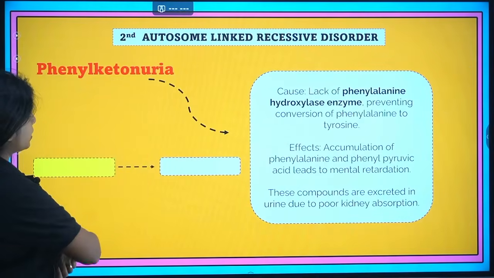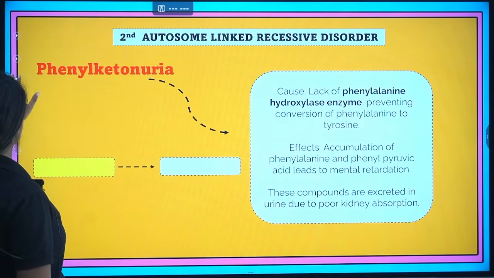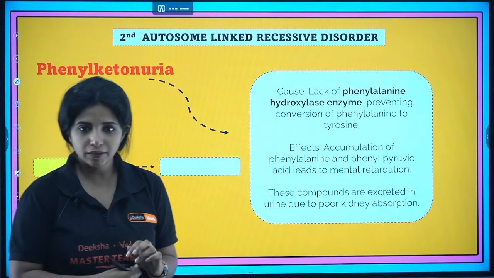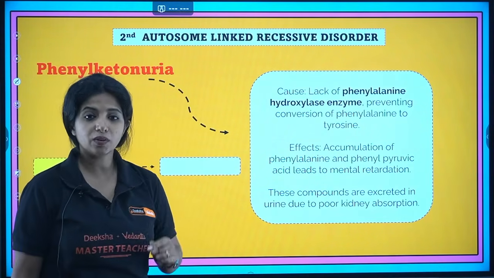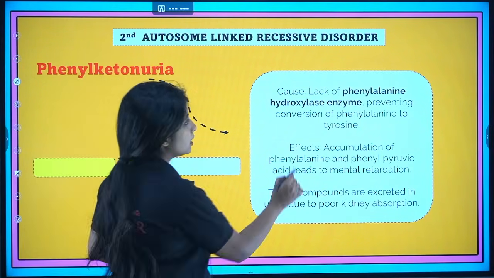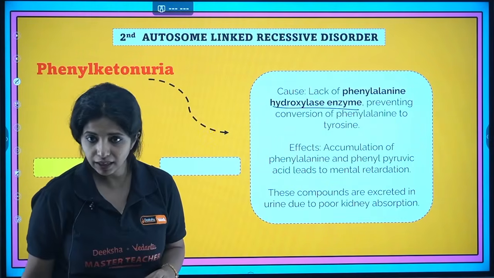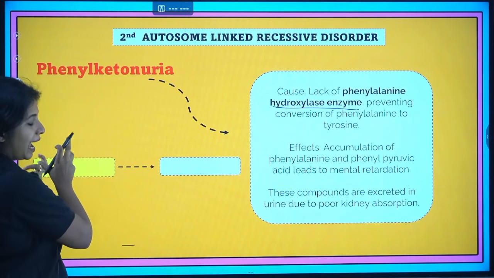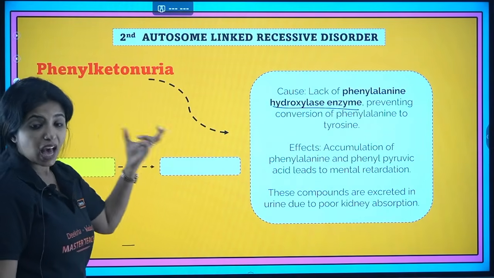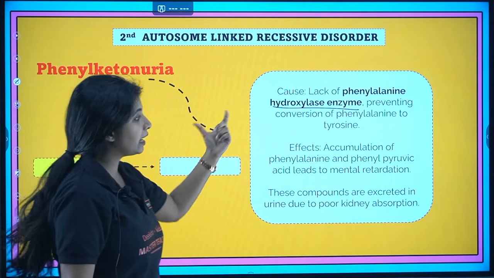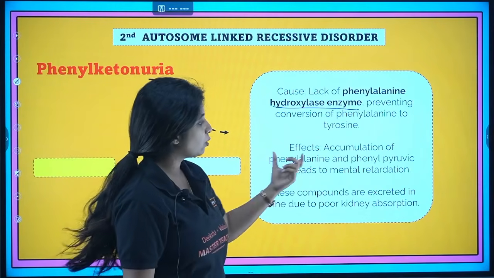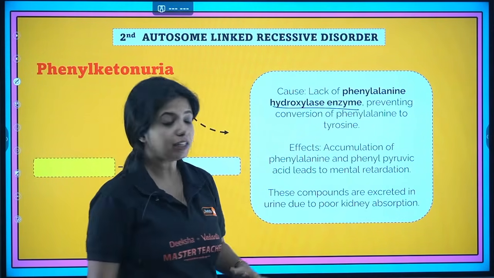Okay, now going ahead. The second autosome linked disorder that is there is phenylketonuria. We already discussed it, I don't think we need to discuss it again. What happens in phenylketonuria? The gene that codes for phenylalanine hydroxylase enzyme is being affected, which is why the conversion of phenylalanine to tyrosine does not happen. And when this conversion does not happen, phenylalanine is going to accumulate in the form of what? Phenylpyruvic acid.